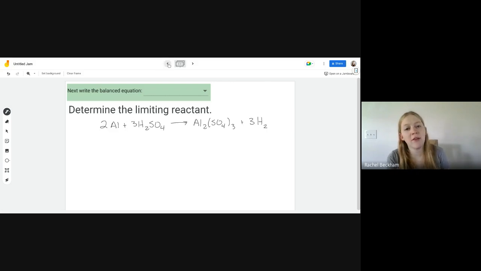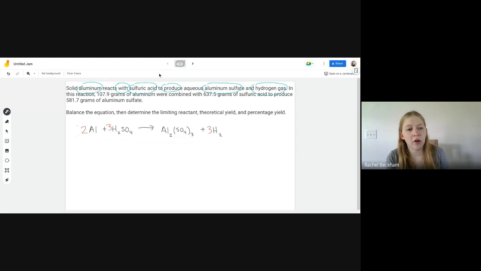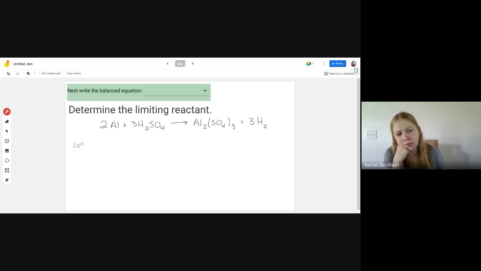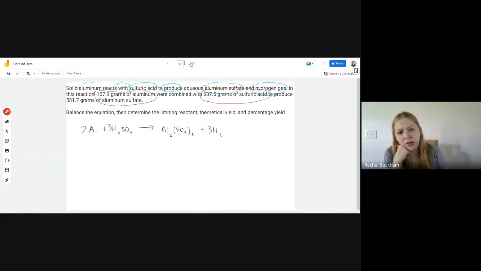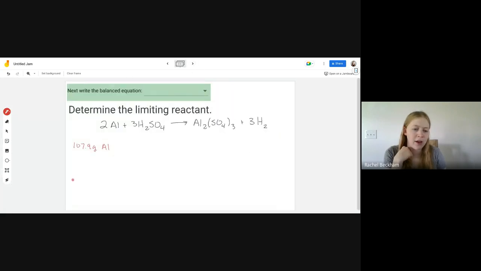You have to identify what you're starting with. So looking here, we need to read this problem a little bit more in depth. It looks like we started with 107.9 grams of aluminum and 637.5 grams of sulfuric acid. So I'm going to write those numbers down. We started off with 107.9 grams of aluminum and then 637.5 grams of sulfuric acid.